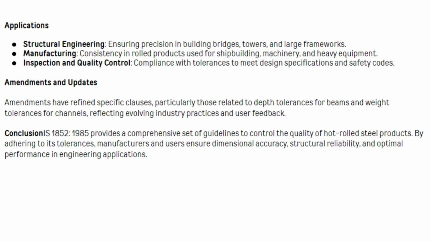Amendments and updates. Amendments have refined specific clauses, particularly those related to depth tolerances for beams and weight tolerances for channels, reflecting evolving industry practices and user feedback. Conclusion. IS 1852-1985 provides a comprehensive set of guidelines to control the quality of hot-rolled steel products. By adhering to its tolerances, manufacturers and users ensure dimensional accuracy, structural reliability, and optimal performance in engineering applications.